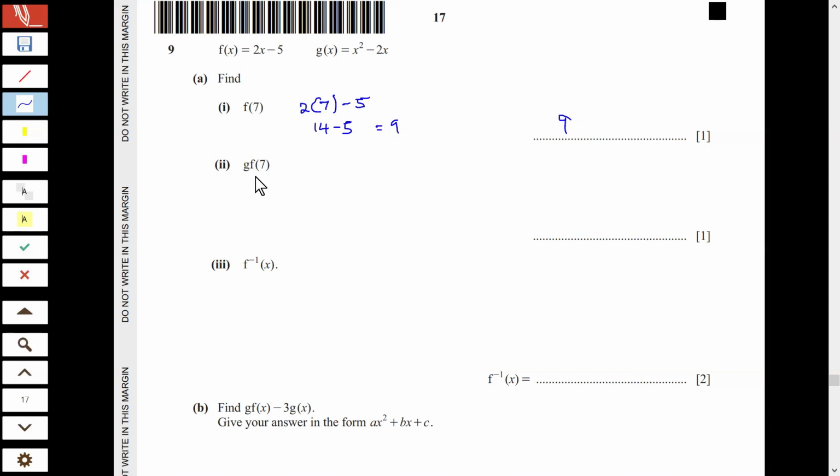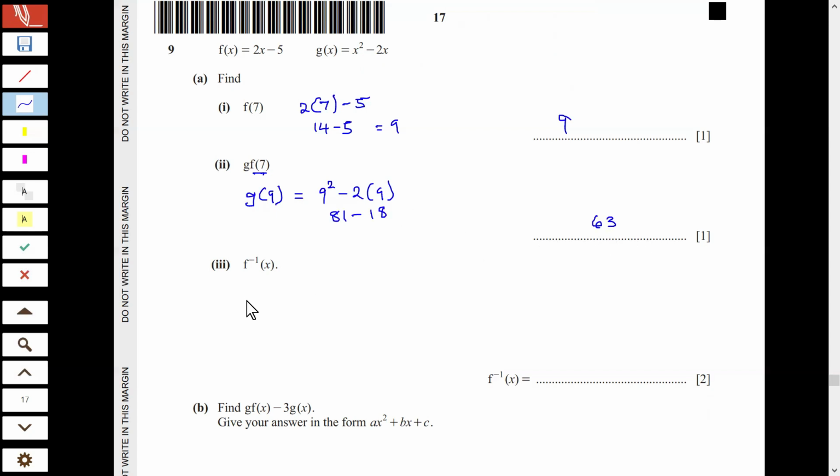So g f of x: f of 7 has already been found to be 9. So I'm going to find g of 9. Just substitute 9 into the function g of x. So here it's 9 squared minus 2 times 9. That's 81 minus 18, and that gives us 63.